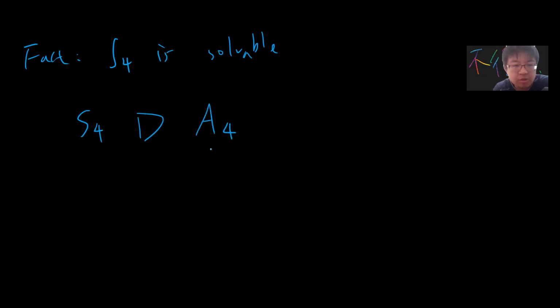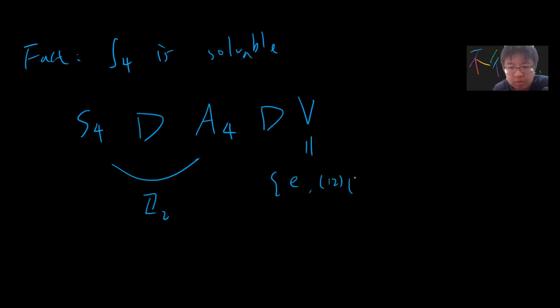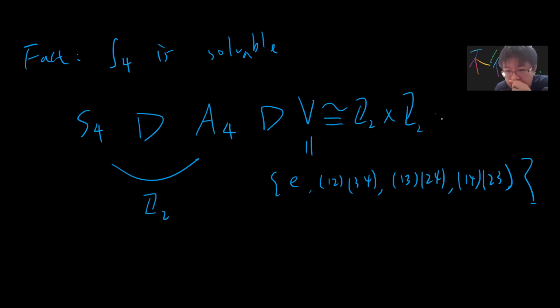And the fact is that S4 is solvable. This is also a common technique: by definition, the alternating group A4 is a normal subgroup of S4, and the quotient is abelian because it has order 2, and then A4 contains V, which is a Klein group. You can check this is the identity, (1 2)(3 4), (1 3)(2 4), and (1 4)(2 3). Once you know this is a Klein group, you know that it is Z2 times Z2, so it must be solvable because these groups are abelian.